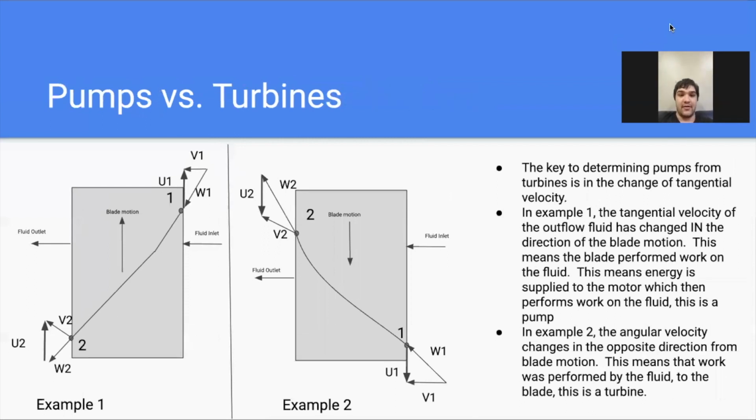The angle of V2 comes into importance when determining whether a turbo machine is a pump or a turbine. If the angle changes in the direction of the fan motion, then the fan performs work on the fluid and therefore is a pump. Meanwhile, if the angle changes in the opposite direction of the fan movement, then the fluid does work on the fan, making it a turbine.